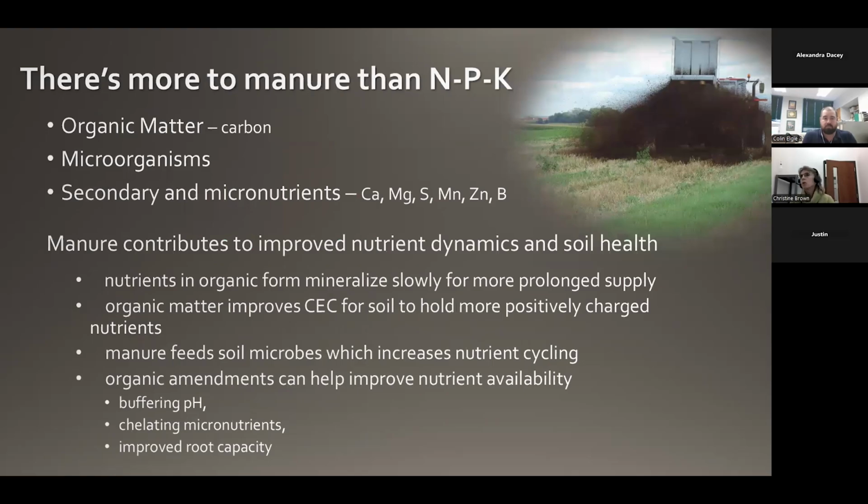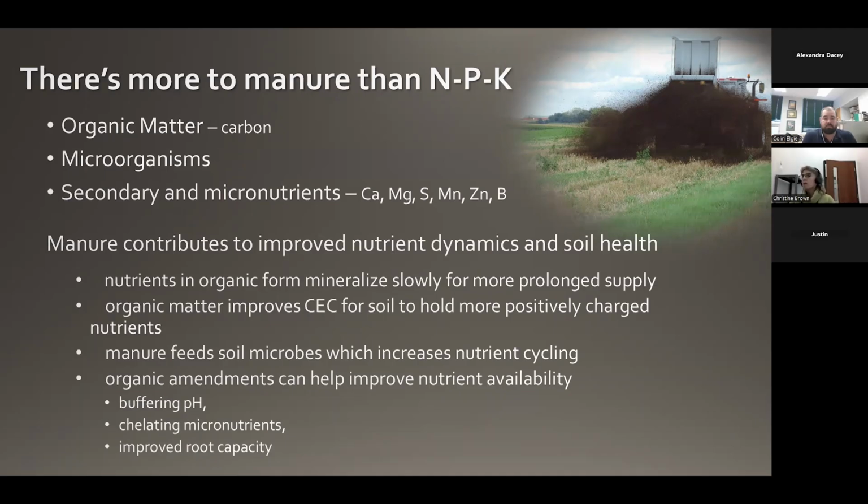So there's more to manure than just nitrogen, phosphorus, and potassium. We've got that organic matter. That organic matter is contributing carbon. Carbon is feeding the microorganisms in the soil. It's also providing some secondary and micronutrients. So calcium, magnesium, sulfur, manganese, zinc, boron, just to name a few. Manure contributes to improved nutrient dynamics and soil health. So the nutrients in the organic form mineralize more slowly, and so they become available over a prolonged period of time. So we're getting slow release. It's there when the crops need it, hopefully.